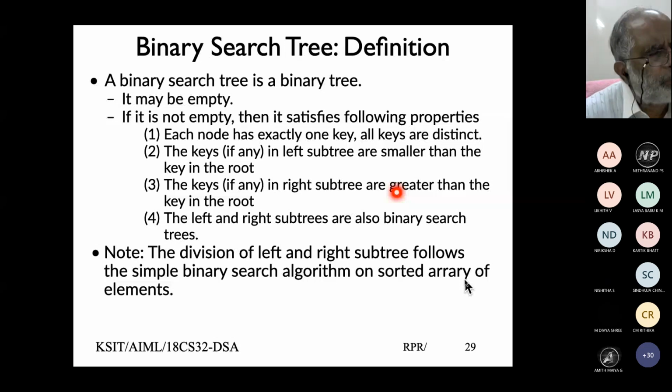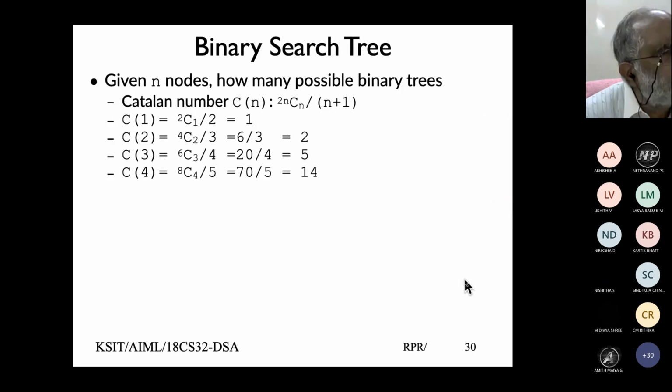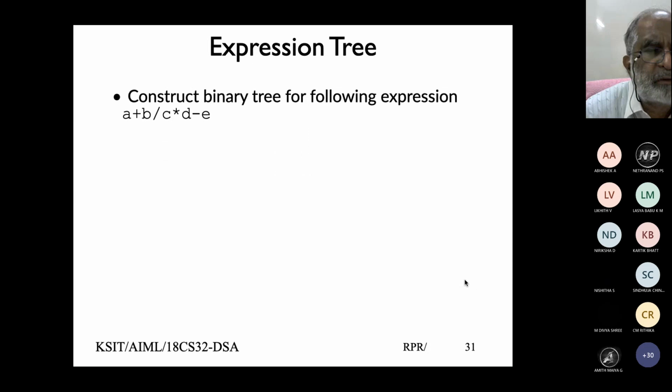And then we took some examples, saying, given 4 nodes, how many possible binary search trees can there be? And we took an example of that, which can be represented by a Catalan number, which is defined as 2n C n divided by n plus 1. And taking the example of binary search trees having 1 node, 2 nodes, 3 nodes, and 4 nodes, and giving all possible combinations of those.